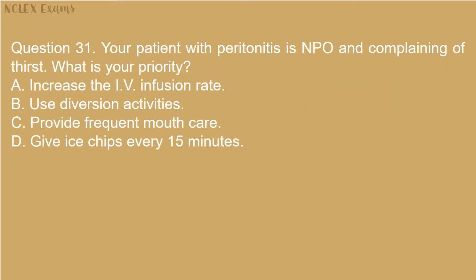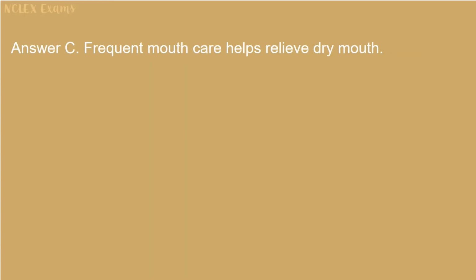Question 31. Your patient with peritonitis is NPO and complaining of thirst. What is your priority? A. Increase the IV infusion rate. B. Use diversion activities. C. Provide frequent mouth care. D. Give ice chips every 15 minutes. Answer C. Frequent mouth care helps relieve dry mouth.